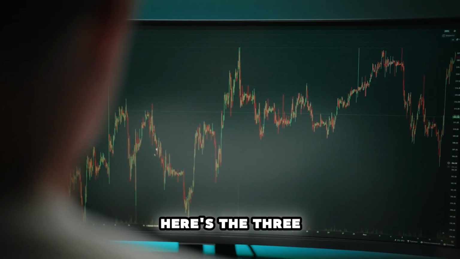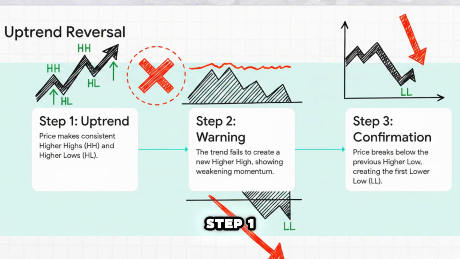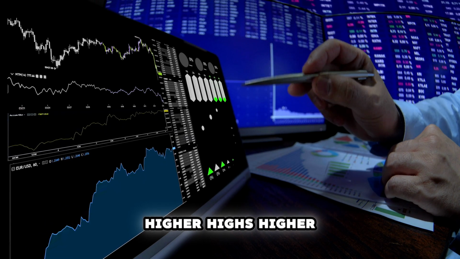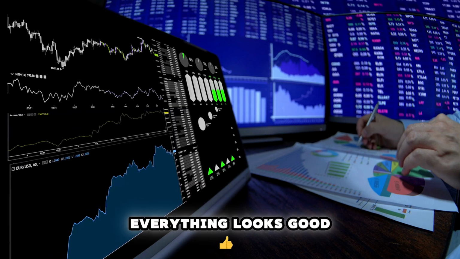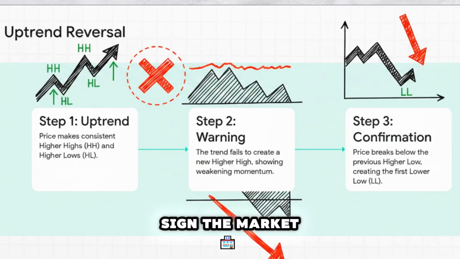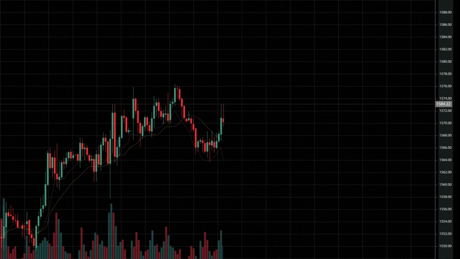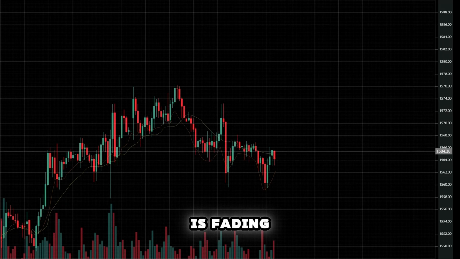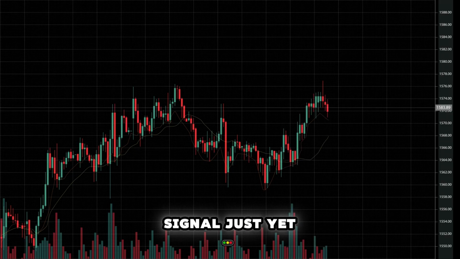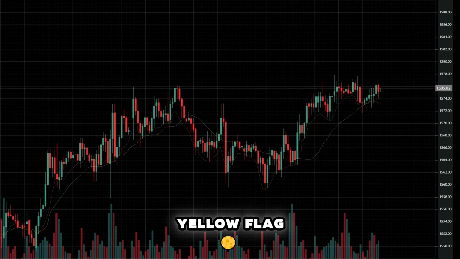Okay, here's the 3-step process. Step 1. You've got your healthy established uptrend. Higher highs, higher lows, everything looks good. Step 2. You get a warning sign. The market rallies, but it fails to make a new higher high. Uh-oh, momentum is fading. Now, this isn't the sell signal just yet. It's just a yellow flag.